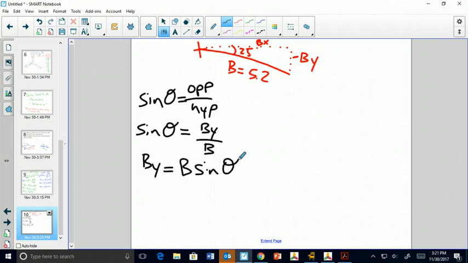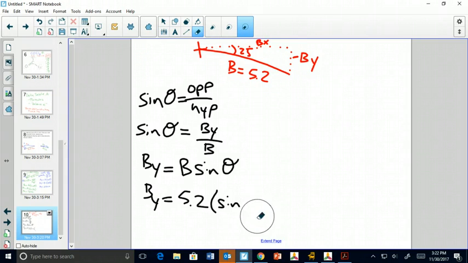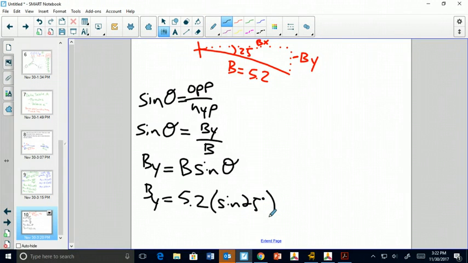Let's pop in some numbers. So BY is equal to 5.2, again, that's my initial amount I was given, multiplied by the sine of 25 degrees. When I pop that in my calculator, the sine of 25 is 0.42261 times 5.2, which gives me BY as equal to 2.2 kilometers. So we're saying we've gone south 2.2 kilometers.